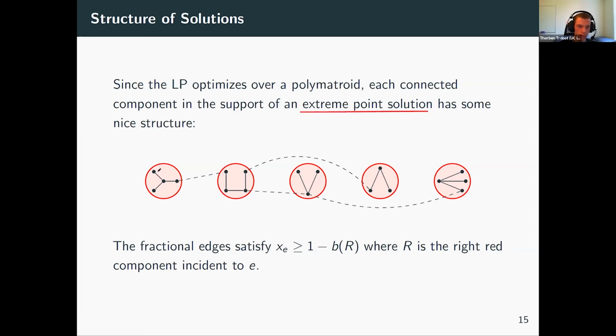And there's actually a lot more to it than that, because there are two types of edges now. There are these dashed edges and these connected non-dashed edges here. The dashed edges are the fractional edges, and these edges here are the integral edges, meaning the edges of value 1. And then you can actually see that there's a way to arrange the components of these integral edges in a topological order like this, such that if you look at any fractional edge x_e, it is actually lower bounded by 1 minus the demand of the component that's on the right here, this unique red component on the right of this fractional edge. So this is the structure of these LP solutions.